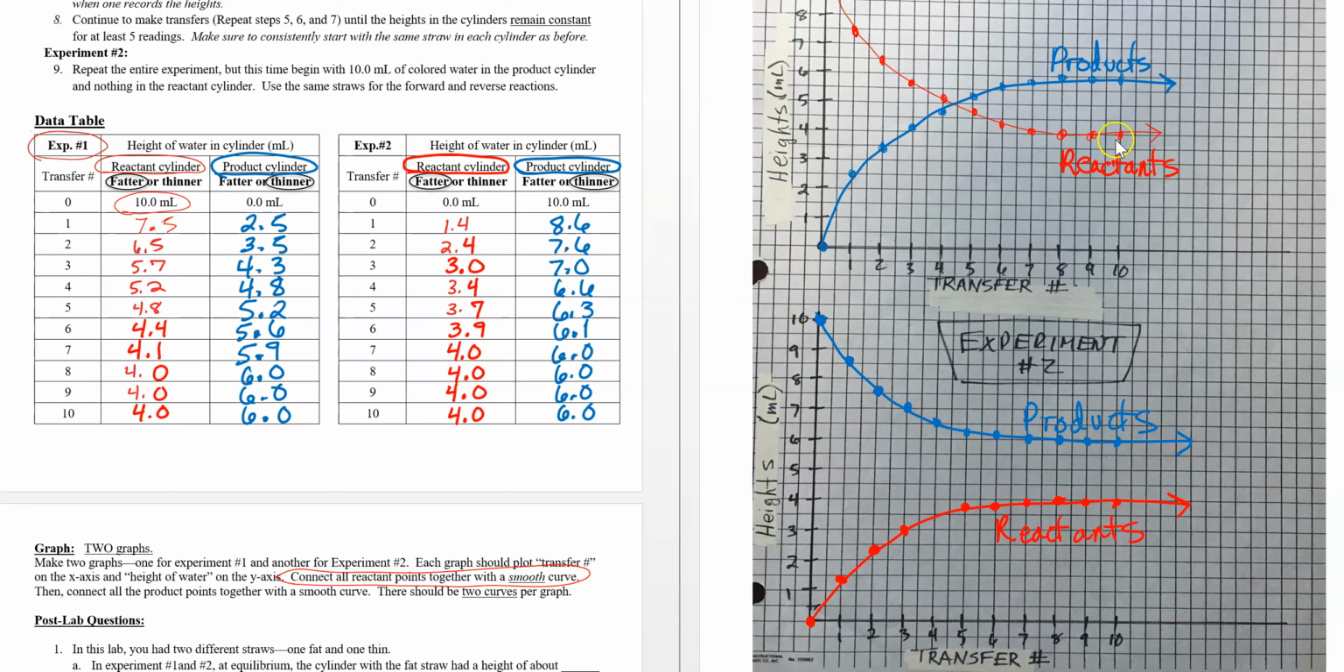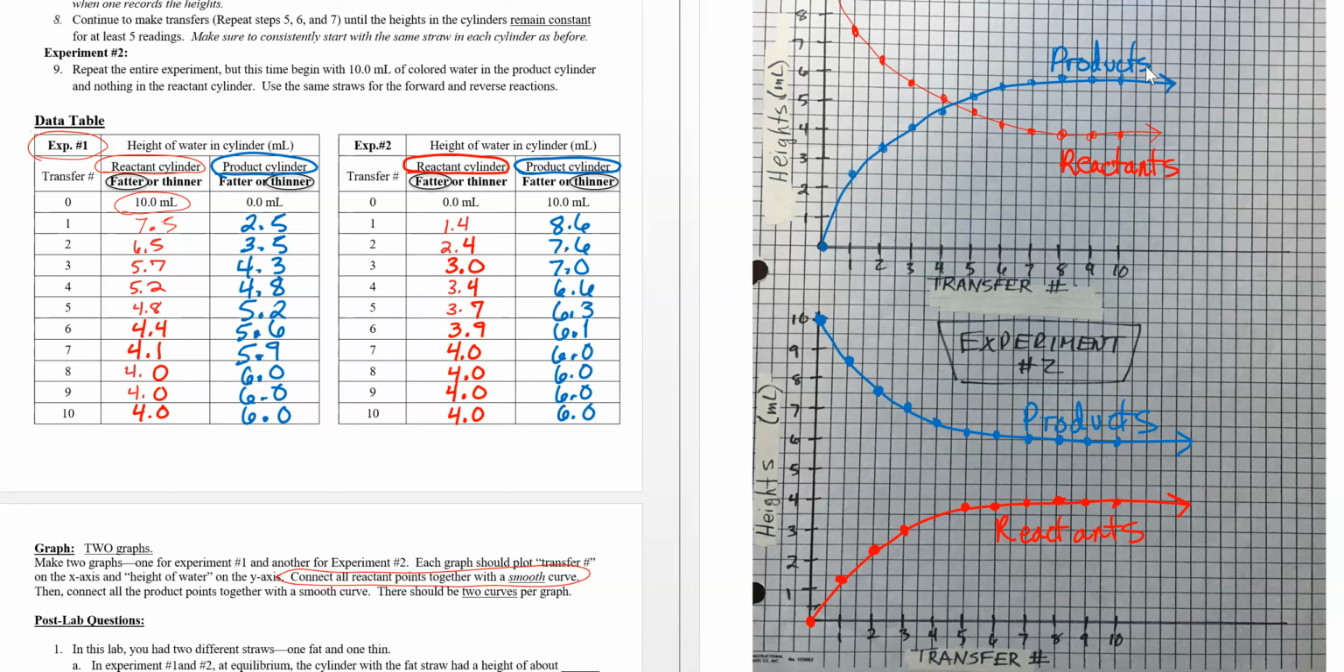Notice the products and the reactants are not the same, right? They're at different heights, but they're all staying constant. So that's what equilibrium means. Make sure you don't think that the reactants and the products have to be the same. So it's not a height of 5 and a height of 5. So we need to figure out why that is.